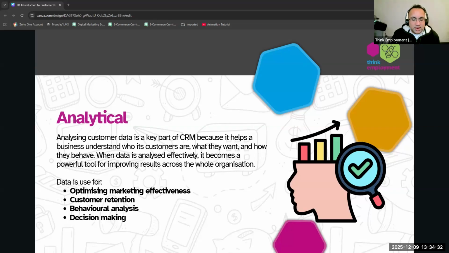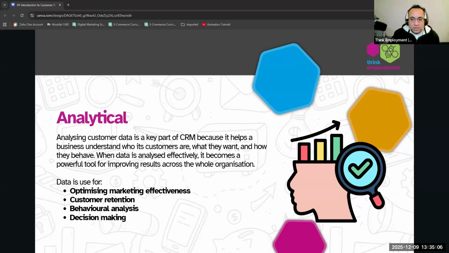Also, you've got behavioral analysis. So behavioral data reveals how customers interact with the business across different touch points, such as the website, your social media, email, and in-store visits. Analyzing these patterns helps businesses predict future customer actions. For example, spotting when a customer is likely to make a purchase, abandon a basket, or need support. So even before they do these actions, you can get that kind of signal and you know what to do.